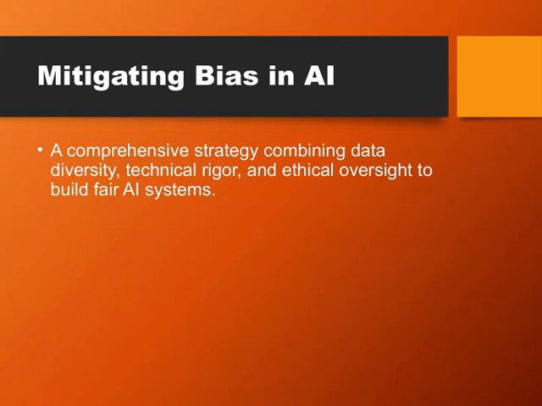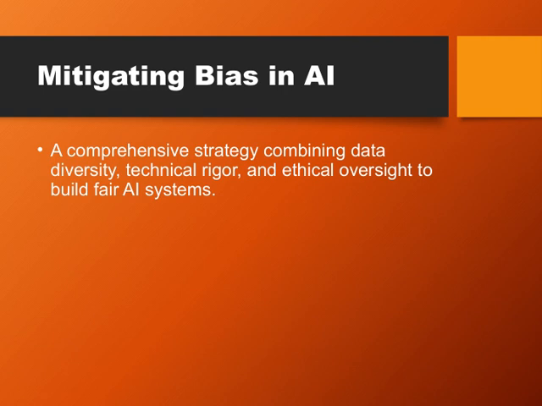Let's take a closer look at how we can effectively mitigate bias in AI. On this slide, we're highlighting a comprehensive strategy that brings together several key elements. First, data diversity is crucial. By ensuring our data sources are varied and representative, we help prevent the AI from developing skewed or unfair patterns. Next, technical rigor involves applying robust methodologies and testing to catch and reduce biases during development.